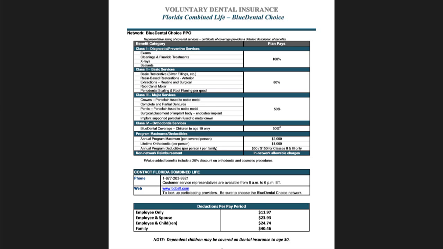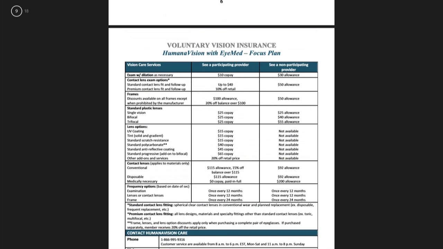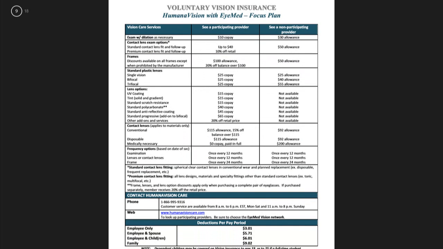Moving on to page 7 is our voluntary vision insurance. This page outlines the benefits for the voluntary vision through Humana. The Humana Vision Plan utilizes the iMed network of providers. The renewal rates from last year have been extended, so your deduction per pay period for the vision is also remaining as is.